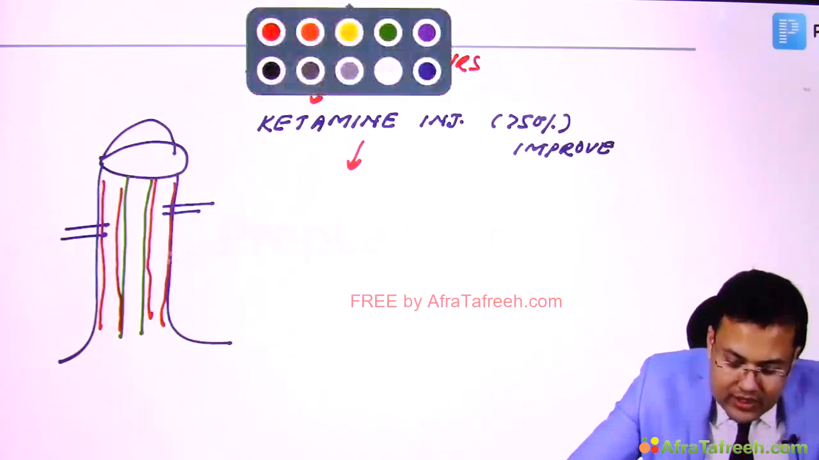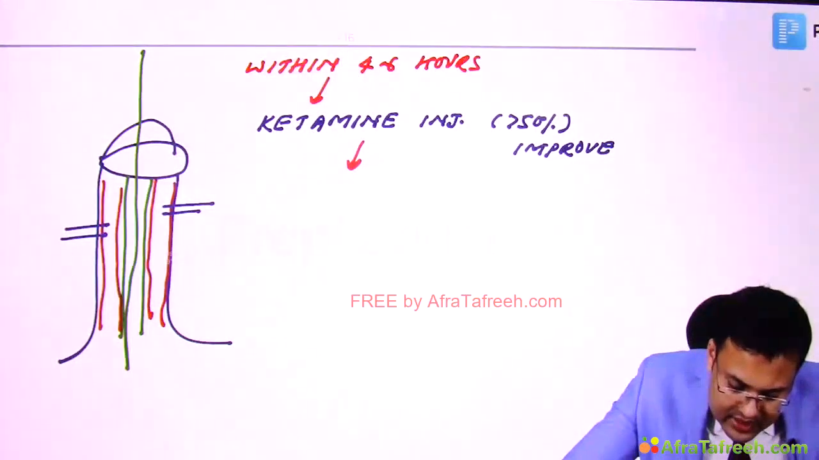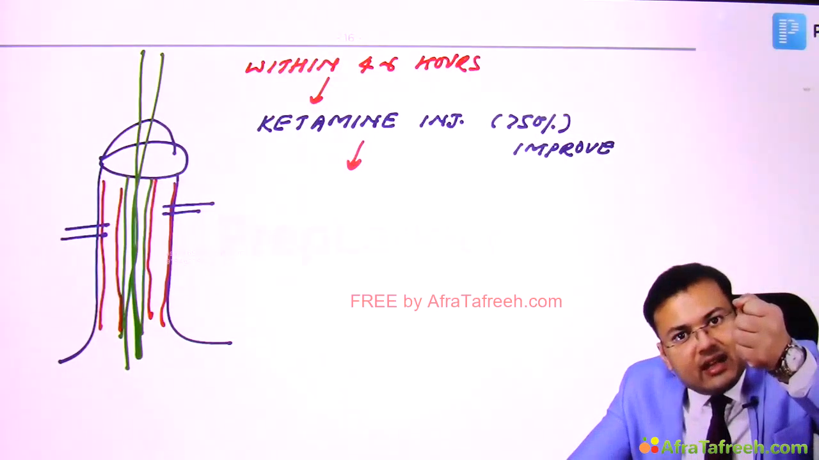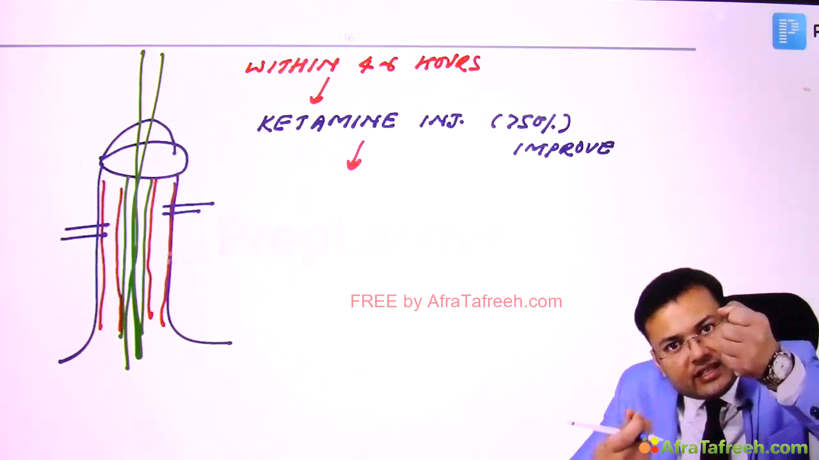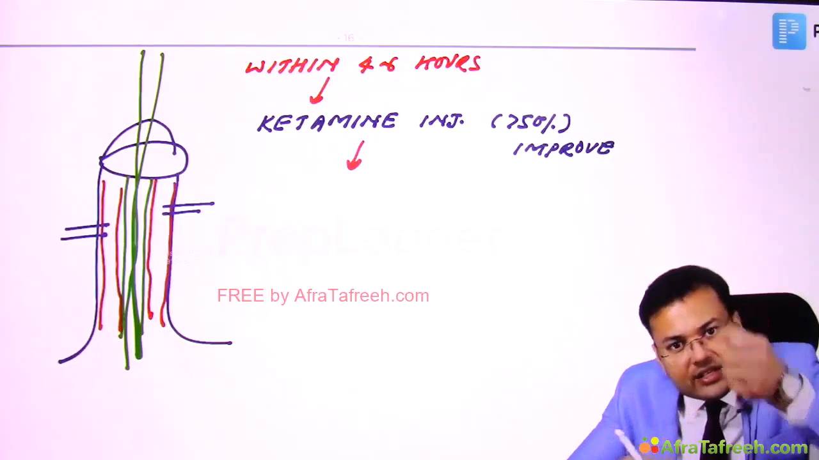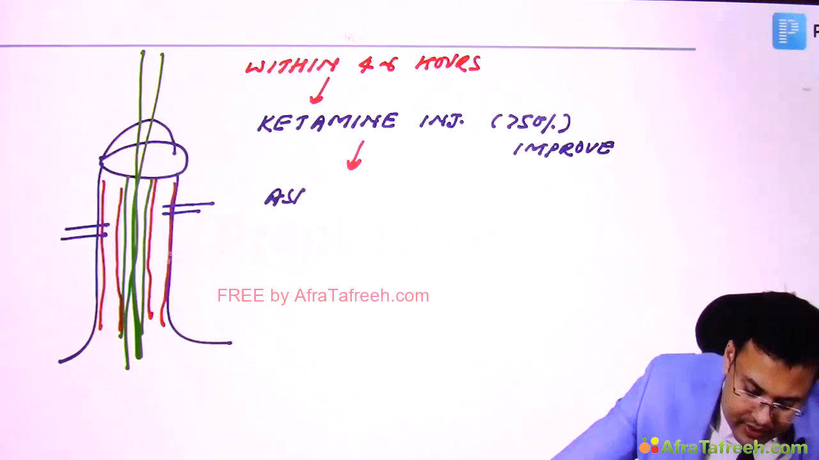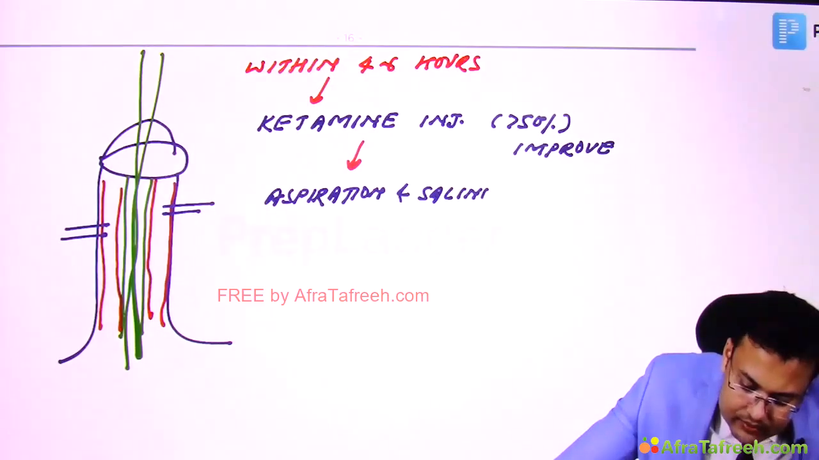So what we do first, insert a Foley's catheter, so that one person is holding Foley's catheter like this, and your assistant is injecting the saline and performing the aspiration. So aspiration, saline irrigation. So if there is no improvement, we go for aspiration and saline irrigation.